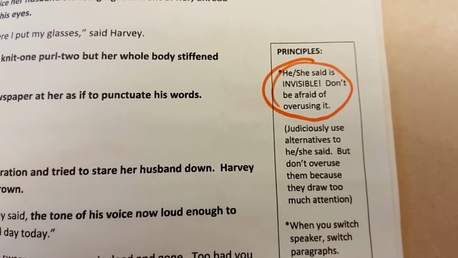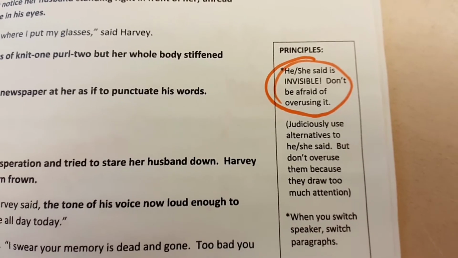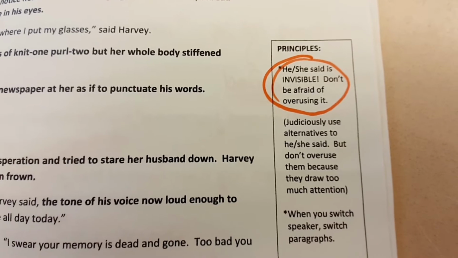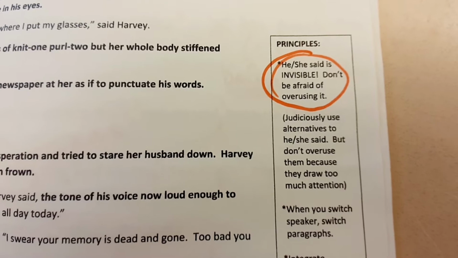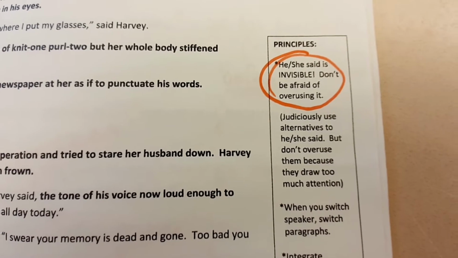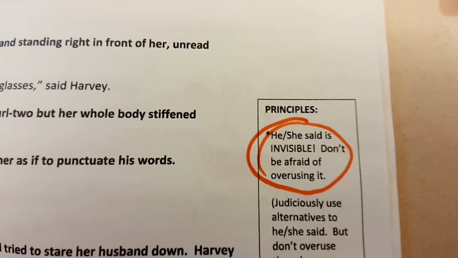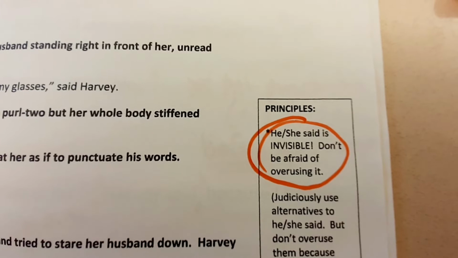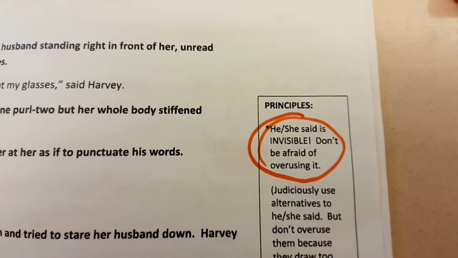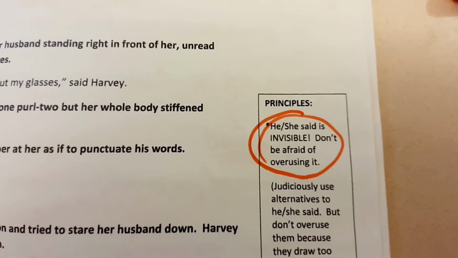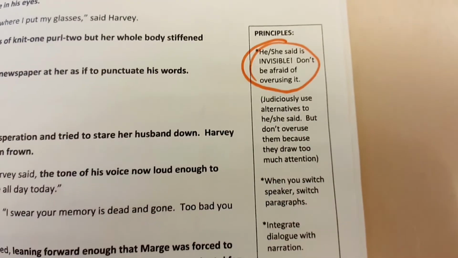Underneath that, it says, judiciously use alternatives to he said, she said. What I'm talking about are things like he replied, he muttered, he moaned, he shrieked. But don't overuse them because they draw too much attention. You don't want to distract from the actual dialogue by being too creative with that. Remember that nobody cares how many times you have he said, she said. It's got to be there for dialogue. It's invisible, practically. But if you do something weird like he muttered, it's going to be noticed. Sometimes you want that, but by golly, don't overuse them. That makes sense? Okay, what does it say after that?